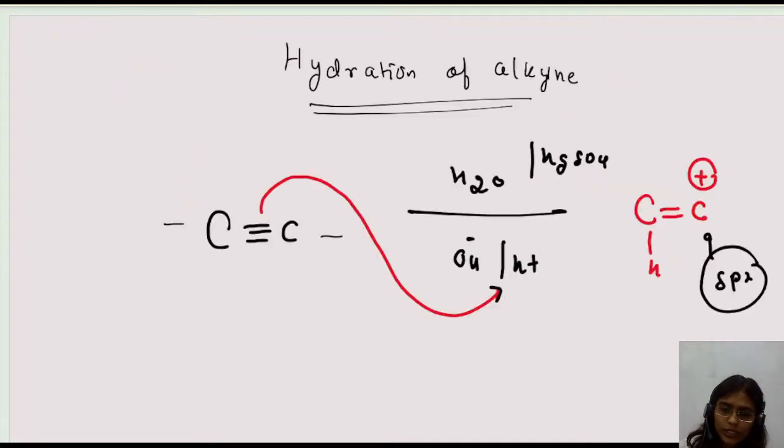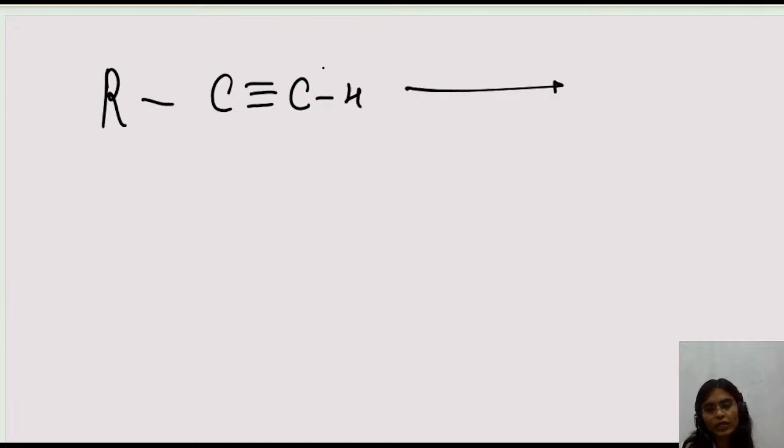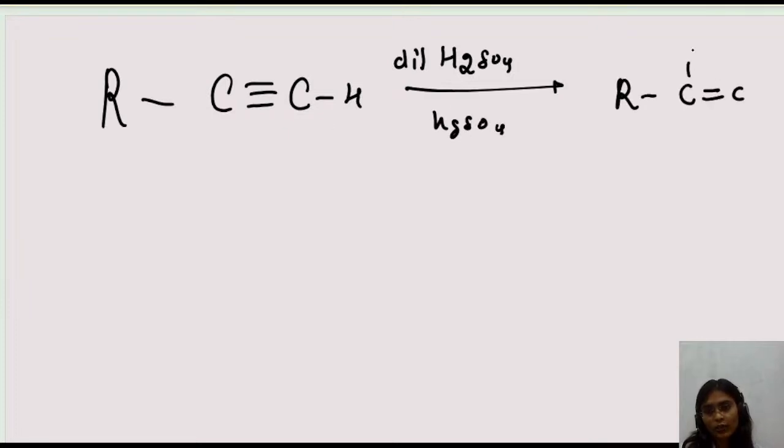And do you know the name of the reaction? Let me just write the general reaction. If you are using some R, carbon triple bond carbon, terminal or internal, any alkyne system you can use, and in this case I'm using dilute H2SO4 and HgSO4, what we basically get is R, carbon double bond, with an OH and a hydrogen, and then it further converts into the keto form.